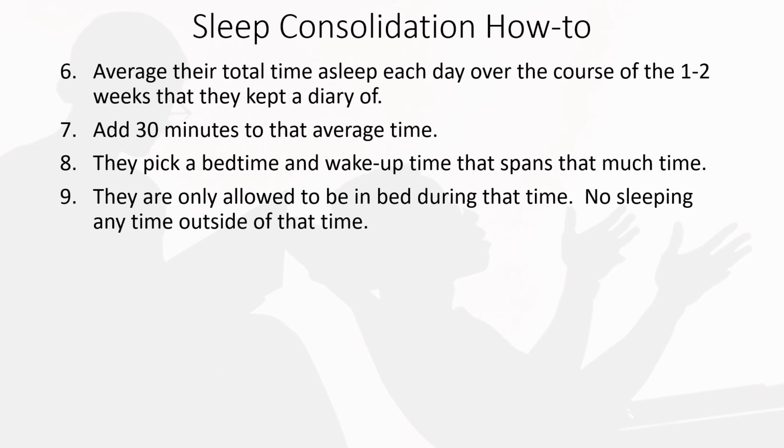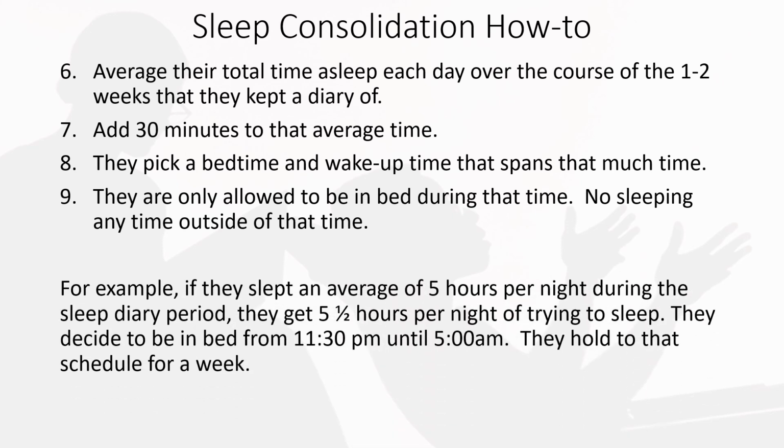So for example, if you come in with your sleep diary and we calculate that you sleep an average of 5 hours a night, then you will get a 5.5 hour period of time per night during which you get to be in bed. Patient may say, okay, I want to be in bed then from 11:30 p.m. until 5 a.m. That's my 5.5 hours, and they need to hold themselves to that schedule.